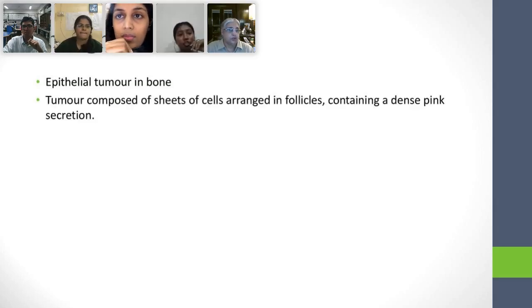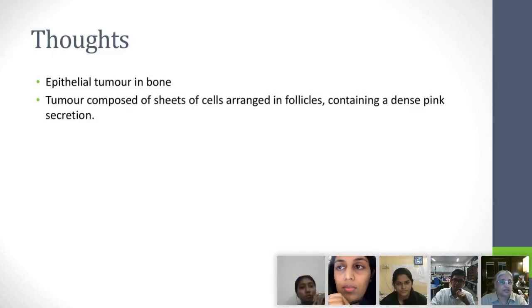We know that it is an epithelial tumor in bone. Yes or no? Yes. It's a tumor composed of sheets of cells arranged in follicles containing a dense pink secretion. Now, what are your options?